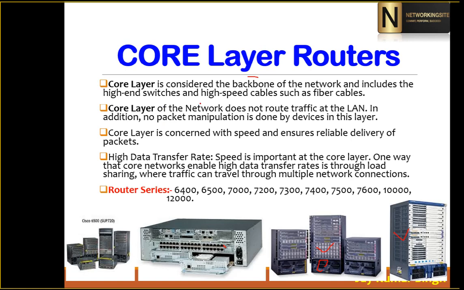And these core layer routers do not route the traffic. Routing is not performed on the core layer, because routing is already done on the distribution layer. The core layer is responsible only for high-speed data transfer, from one company or one ISP to another ISP. These are the routers mainly companies use. We will be using the 7200 in our lab.